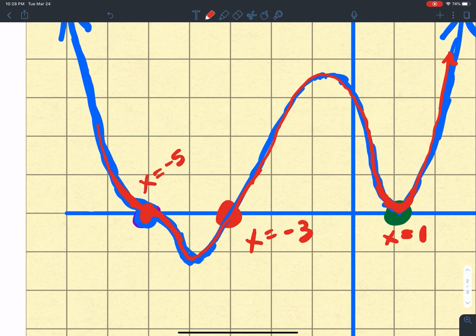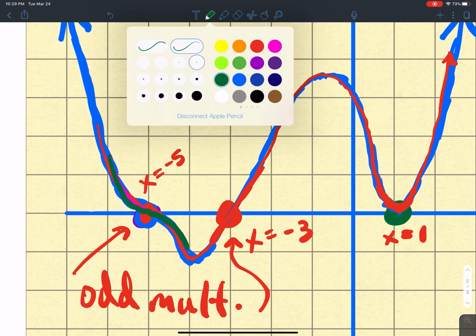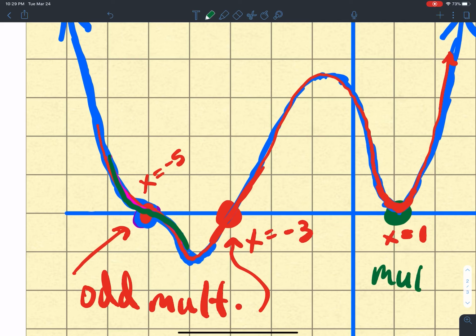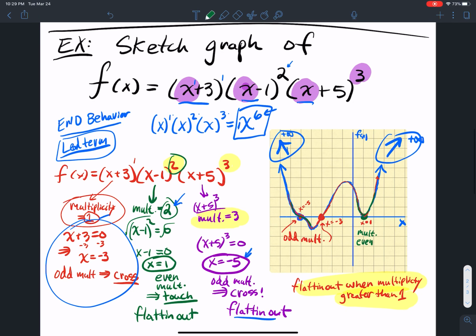and then I shoot right back up. If it's an odd multiplicity, I cut through it. If the multiplicity is 1, then I go straight through it. If the multiplicity is greater than 1, I try to flatten out as I go through it. I just try to flatten out. If the multiplicity is even, then I bounce. I come down and I bounce and I go right back up. I don't cut through it. I just bounce. All right, guys. I hope that that's helpful to you as you work through these problems. Good luck.